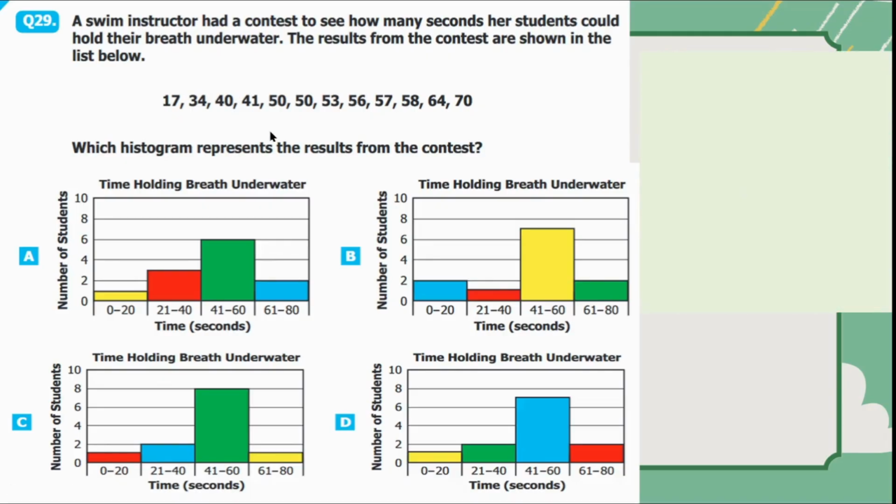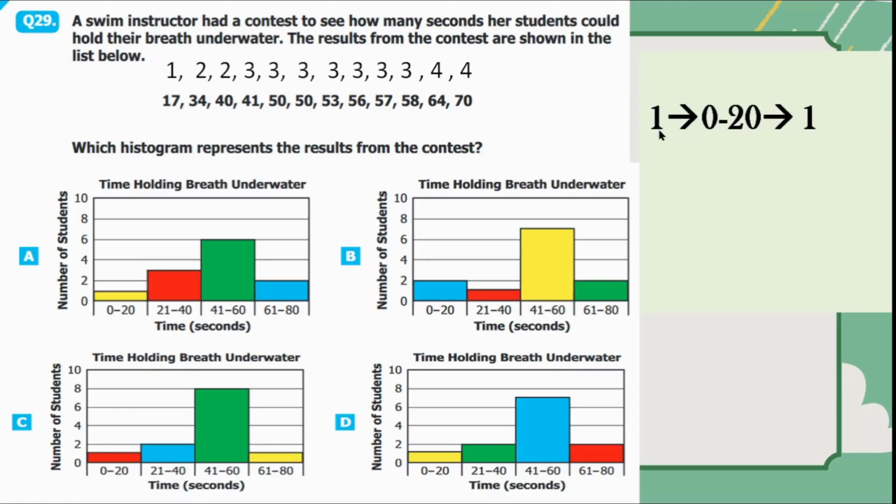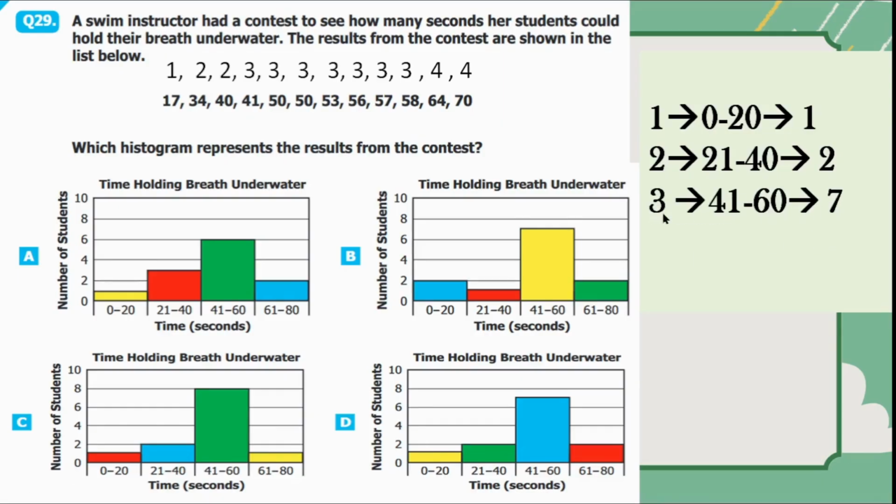So let's do the numbering on the data. 17 lies between 0 to 20. So the first bar will represent one value. Then 34 and 40 lie from 21 to 40. So the second bar will represent two values. Now 41, 50, 50, 53, 56, 57 and 58. There are seven values. So seven values lie from 41 to 60. So the value of bar 3 is 7. Then 64 and 70 lie between 61 to 80. So the ending point of bar 4 is 2.